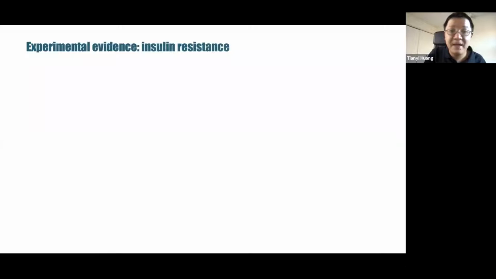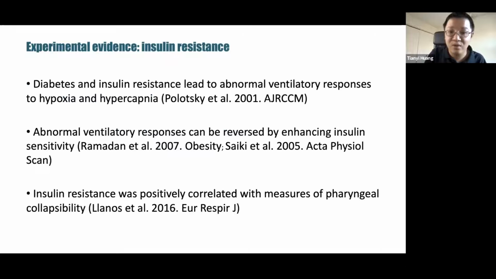And similarly, there is some evidence supporting that insulin resistance may also be important in sleep apnea pathogenesis. And again, I think the evidence is kind of old. Those studies are relatively old and there are not many. The first piece of evidence came from 2001, suggesting that diabetes and insulin resistance can lead to abnormal ventilatory responses to hypoxia and hypercapnia.